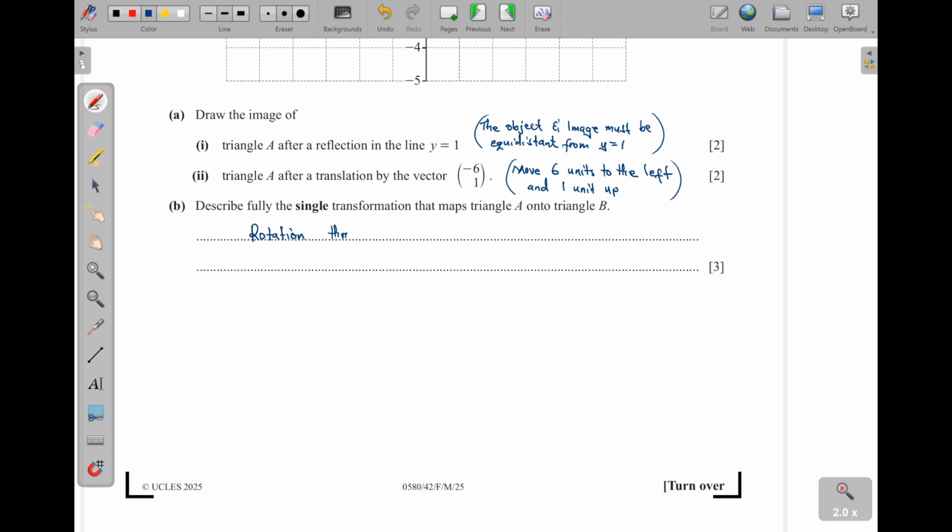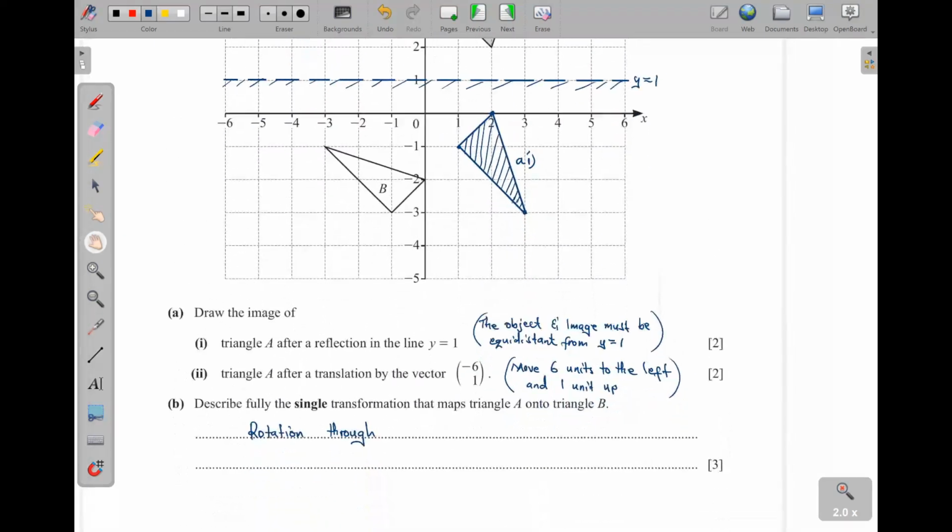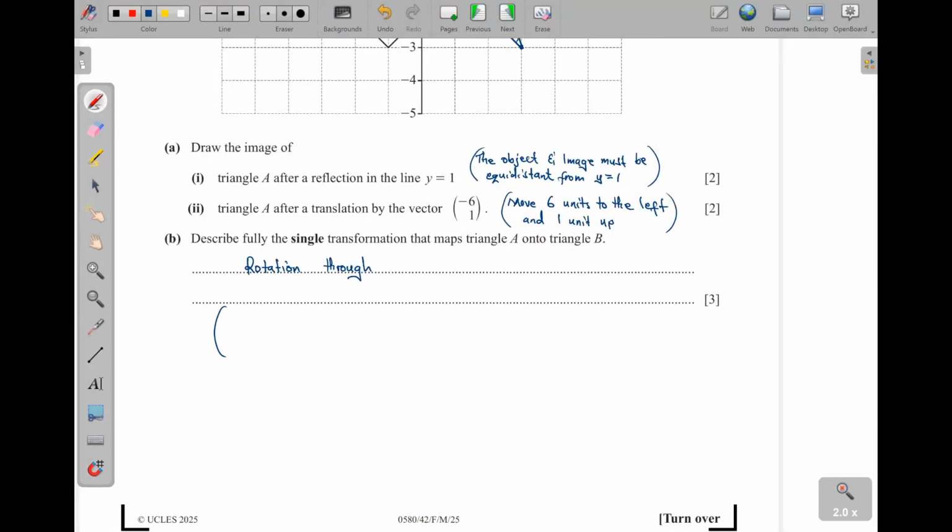through, I need to get the angle and the direction. Okay. So let's get it done. So since I have the object and the image, I'm going to construct, let me even write something here, construct perpendicular bisectors of lines, of let's say 2 lines, just 2 lines.